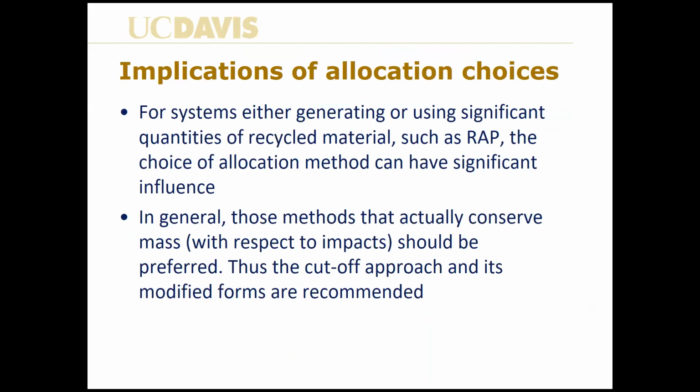So, of course, if we're thinking about systems that generate large quantities of recycled or recyclable materials, such as RAP, the choice of allocation method can have significant influence on the impacts we actually assign to a product system today. And the recommendation that we often arrive at is that methods that actually conserve mass with respect to burdens or impacts should be preferred. Thus, starting with a cutoff approach and modifying it to figure out how we want to assign credit between product systems is probably better than an avoided burden approach. On the other hand, the avoided burden approach has a great benefit of incentivizing the use of recyclable materials and, if done correctly, also incorporating recycled content.